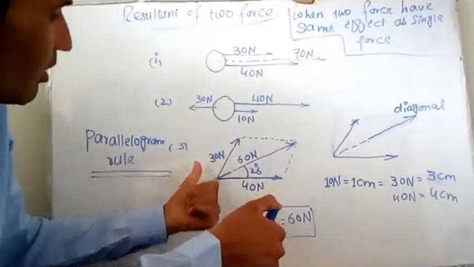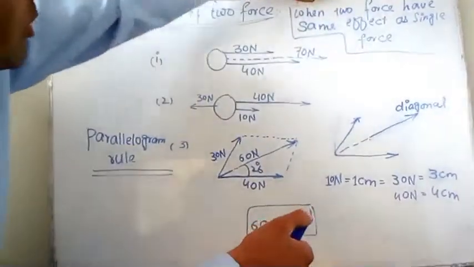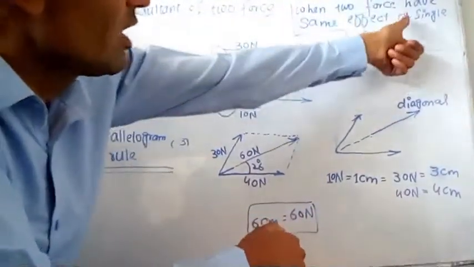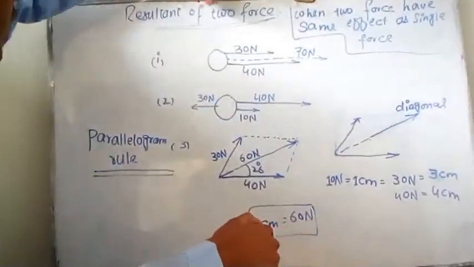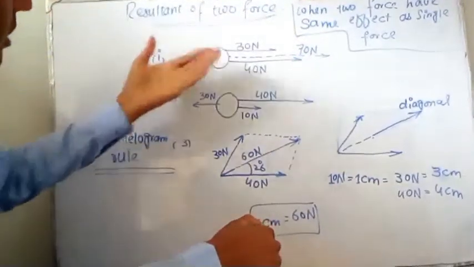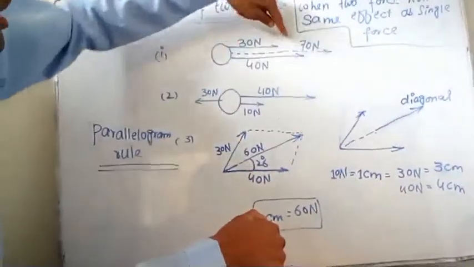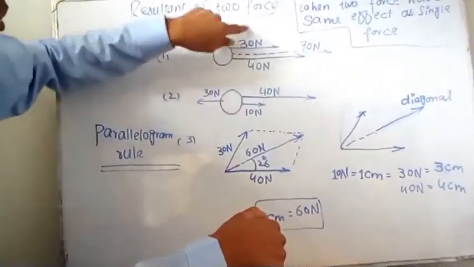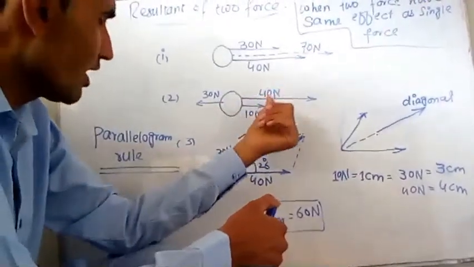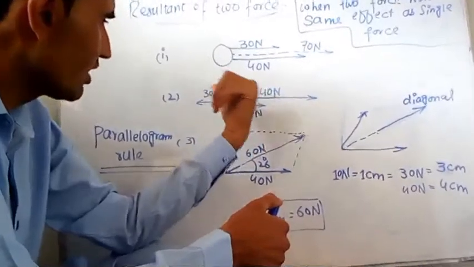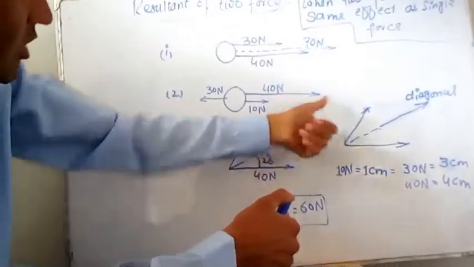So this is the third way for finding the resultant of two forces. Now I will repeat: when two forces have the same effect as a single force, this is known as the resultant of forces. So the resultant of forces can be found using these three methods. If the forces are acting in the same direction, then we will add these forces. If we add 40 to 30 Newton, the resultant will be 70 Newton. If 40 is acting in one direction and 30 is acting in the opposite direction, then the resultant will be 10 Newton force in the direction of 40 Newton.